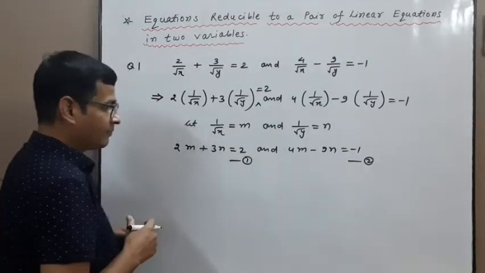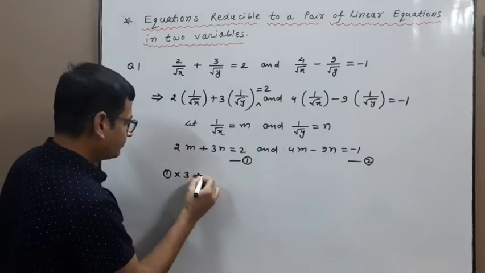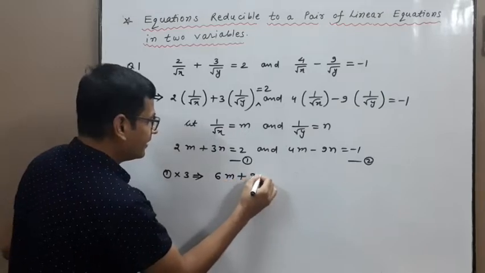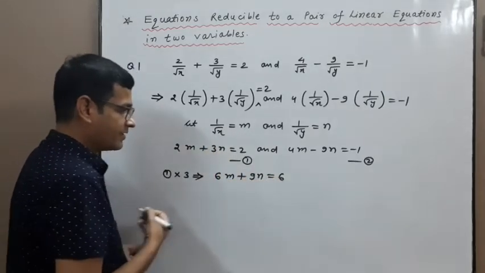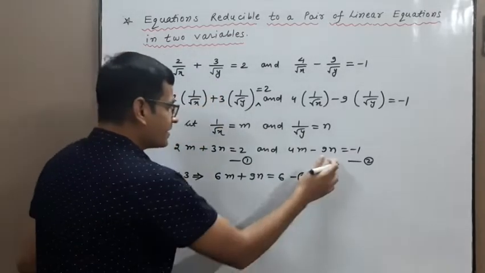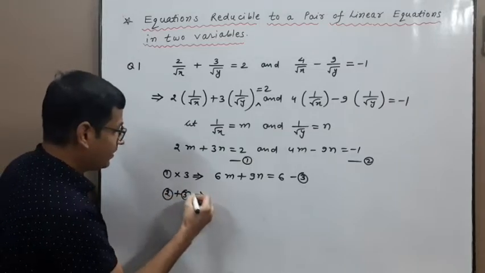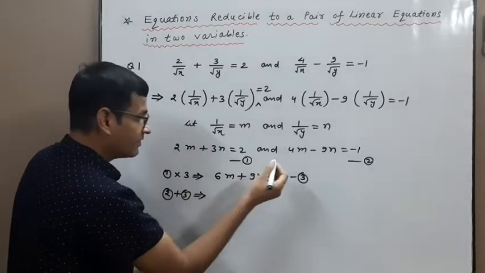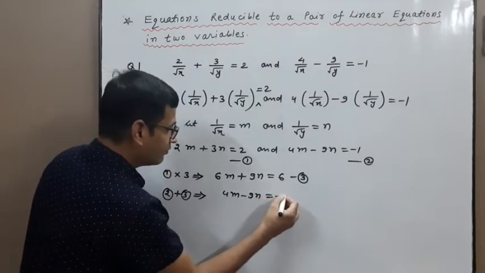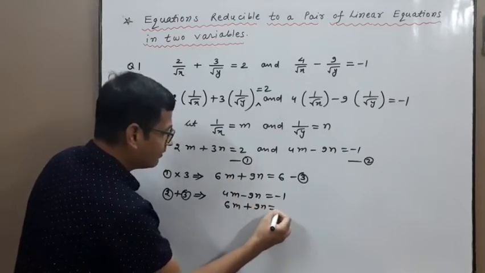Multiply equation 1 by 3. 3 twos are 6m, 3 threes are 9n, equal to 6. Equation number 3. Adding equations 2 and 3. First write equation 2, 4m minus 9n equal to minus 1. Then write 6m plus 9n equal to 6.